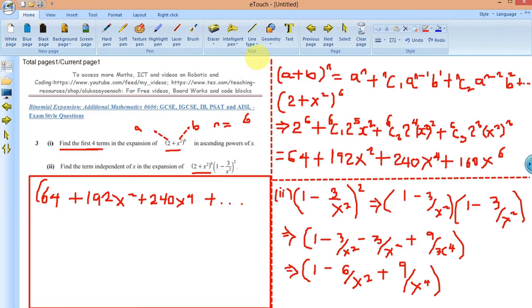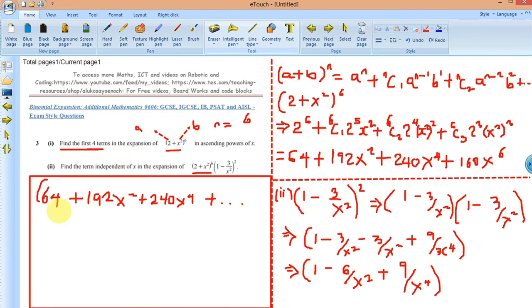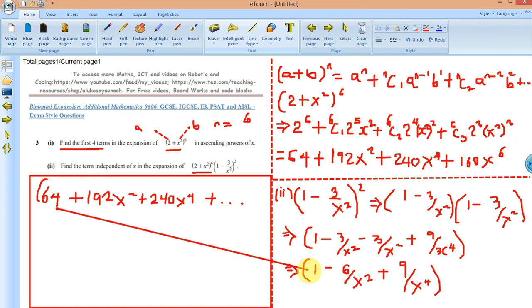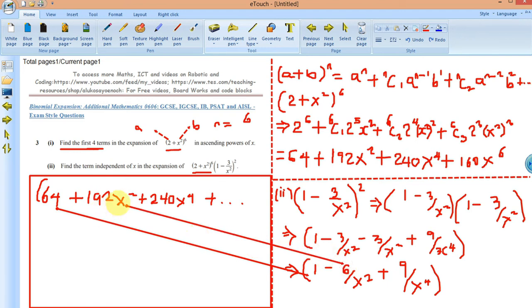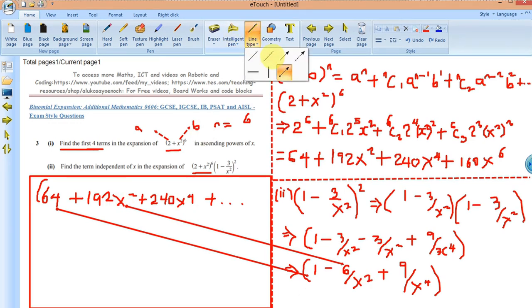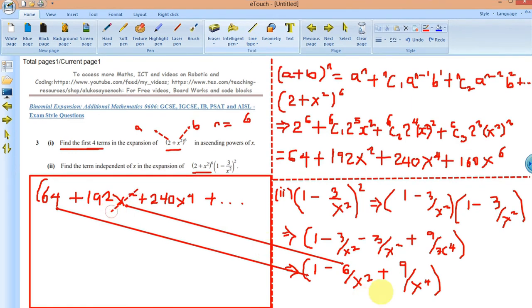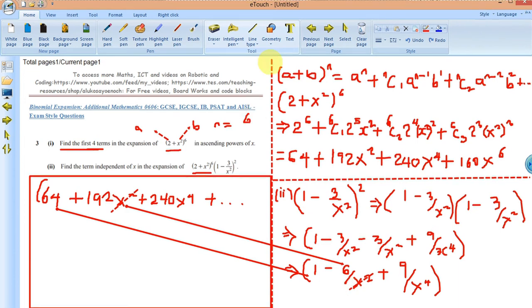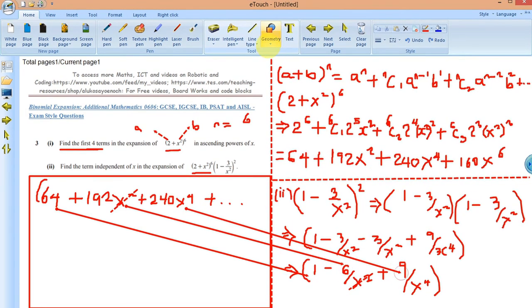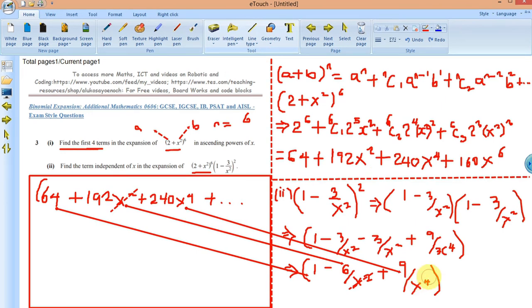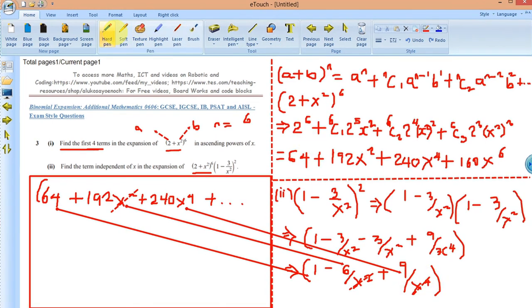Now we just want terms independent of x. You can match 64 with 1, and that is independent of x because there is no x there. Then you match 192x squared with minus 6 over x squared, so x squared cancels x squared. Let me strike it out so you see it's independent. Finally, 240x to the power 4 times 9 over x to the power 4 also cancels, so it is independent of x. So what do we have now? You have your final answer here.